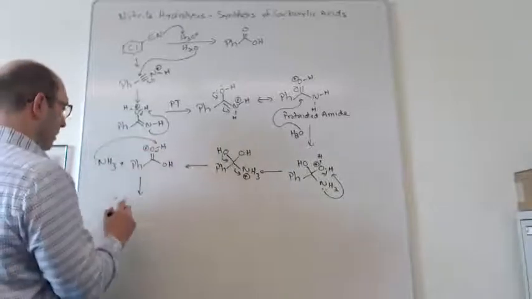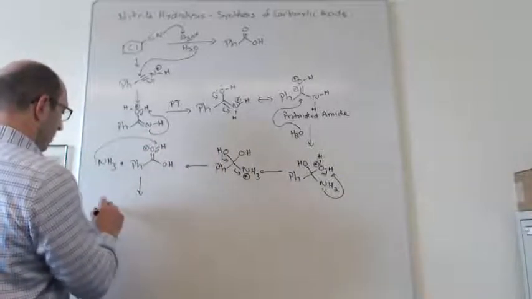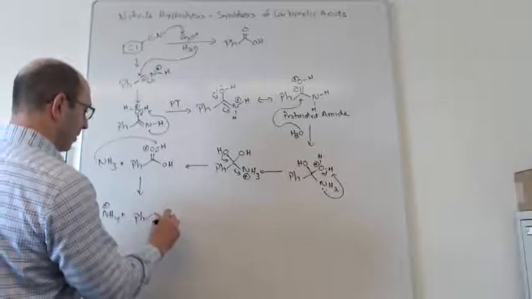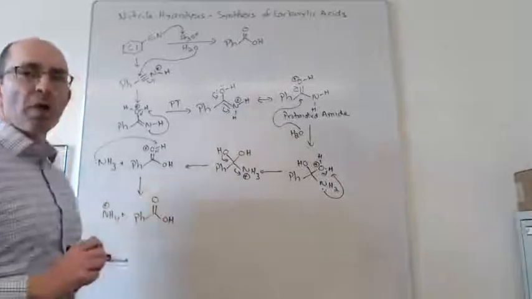and then we can use that amine base that we just generated to remove the proton, giving us ammonium plus our carboxylic acid product. All right.